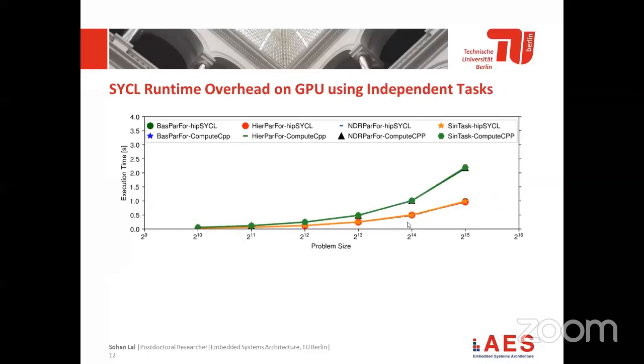If we look at the runtime overhead on GPU using independent task, then we see that compute CPP exhibits a higher runtime overhead compared to the HipSQL implementation. Moreover, the gap is proportional to the number of submitted tasks, which means that compute CPP has a higher average latency per submitted kernel. The performance gap can be explained by lower scheduling overhead in HipSQL.